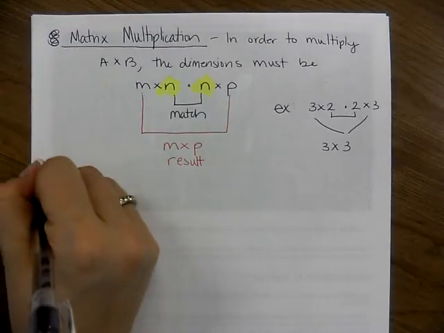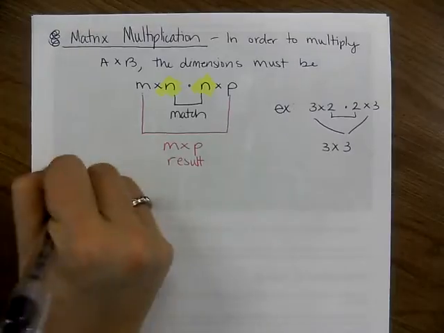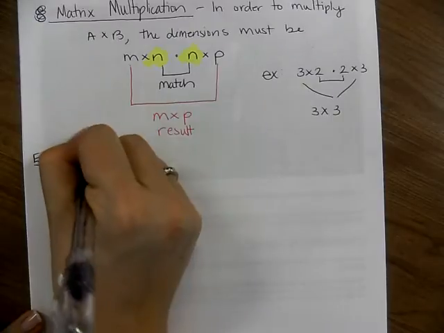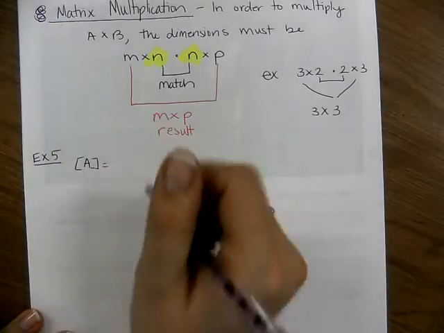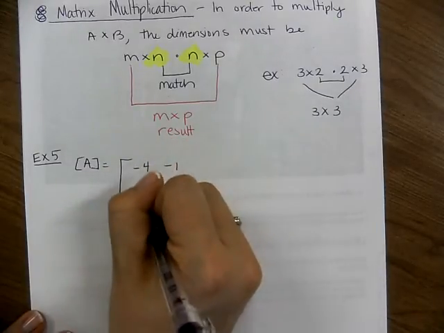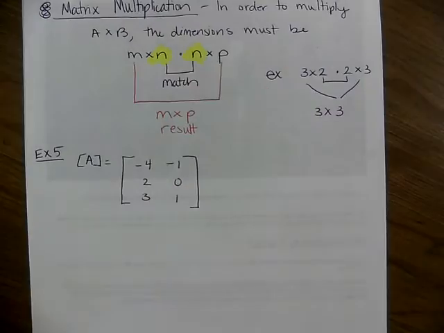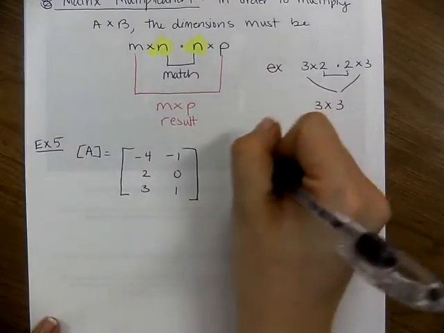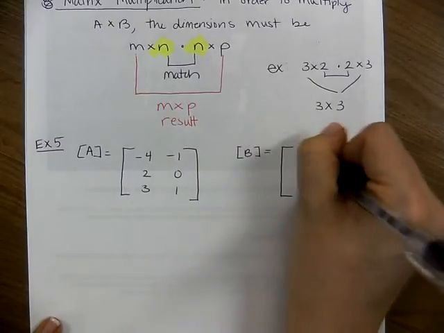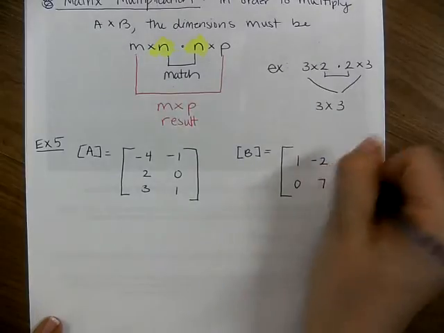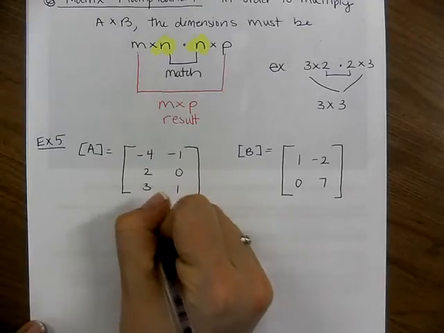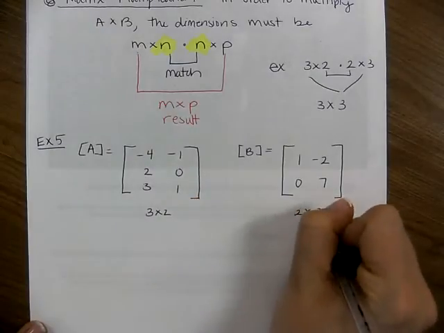So let's do example 5. Here are our two matrices. Matrix A is going to be a 3 by 2: -4, -1, 2, 0, and 3, 1. And matrix B is going to be a 2 by 2 matrix: 1, -2, and 0, 7. I'm going to make a note of the dimensions. So this is a 3 by 2, and this is a 2 by 2.